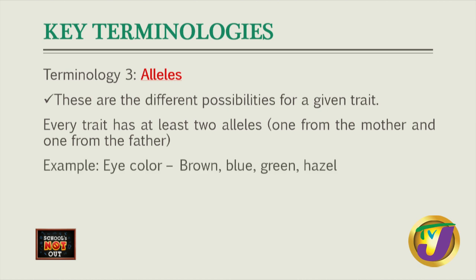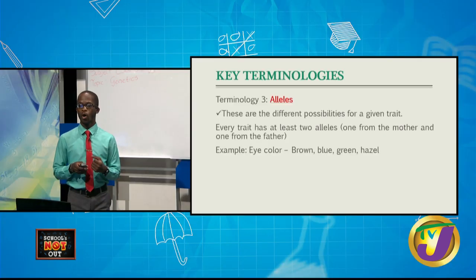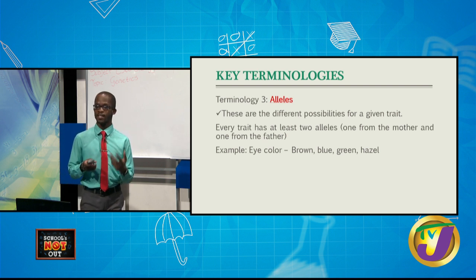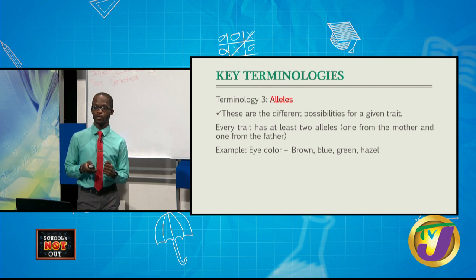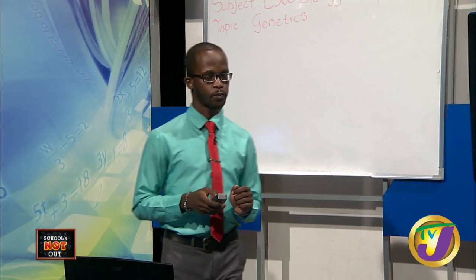Now, in the earlier example, we identified the gene for eye color. Some of the possible combinations that we could have could result in brown eye color, we could have blue eye color, we could have green, we could have azure eyes. All of these different possibilities are what we refer to as alleles.